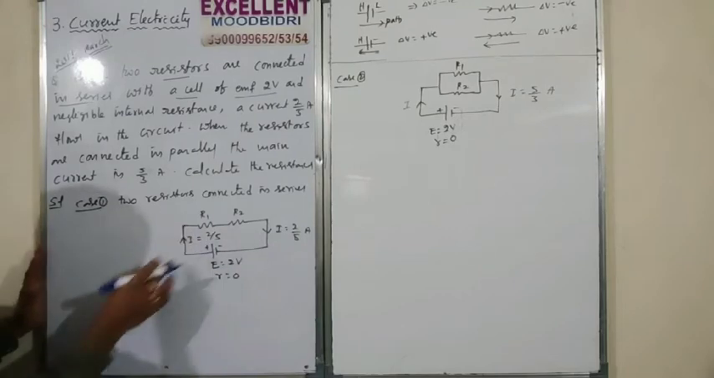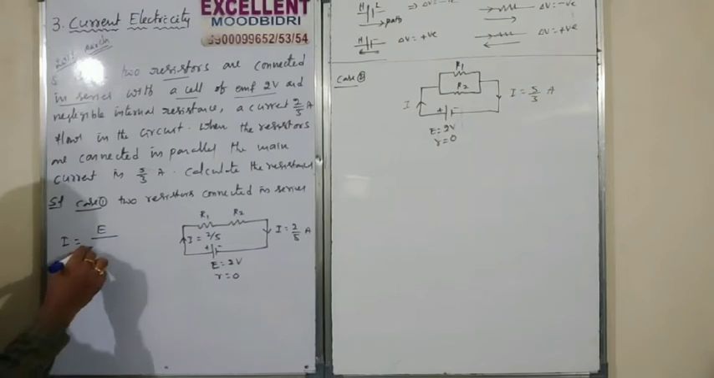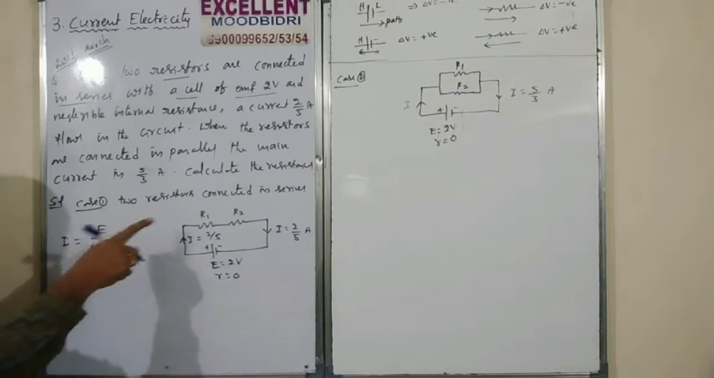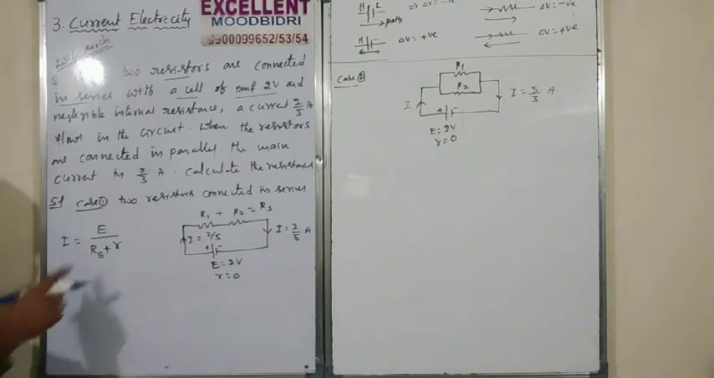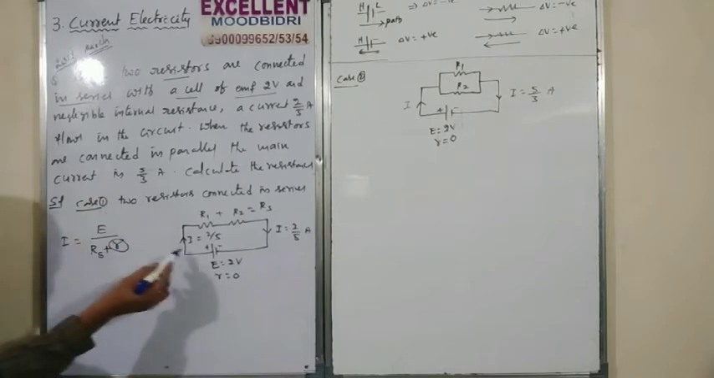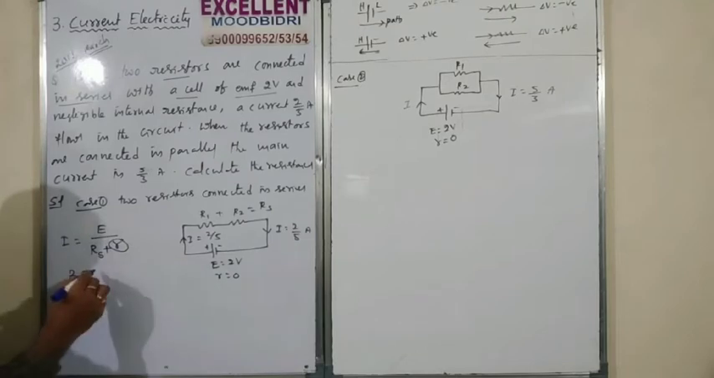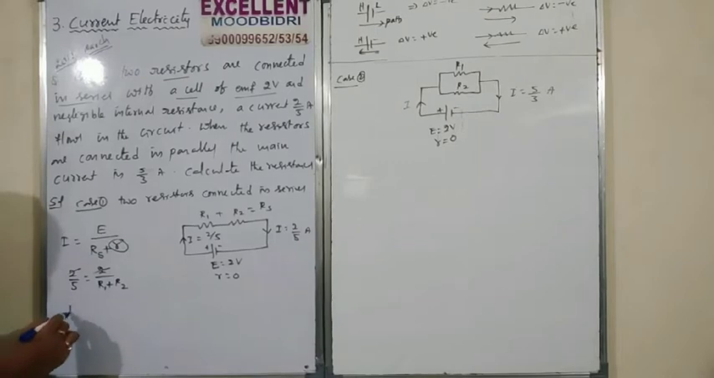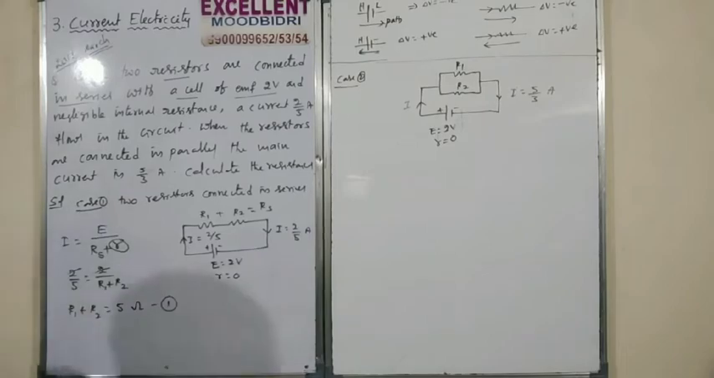In series combination, you know the formula. I is equal to E divided by Rs plus r, correct? Series combination means this is the Rs. Here the internal resistance is 0. I is equal to 2 by 5, E value is 2, Rs is R1 plus R2. The 2 gets cancelled. Therefore R1 plus R2 is equal to 5 ohms. Equation number 1.